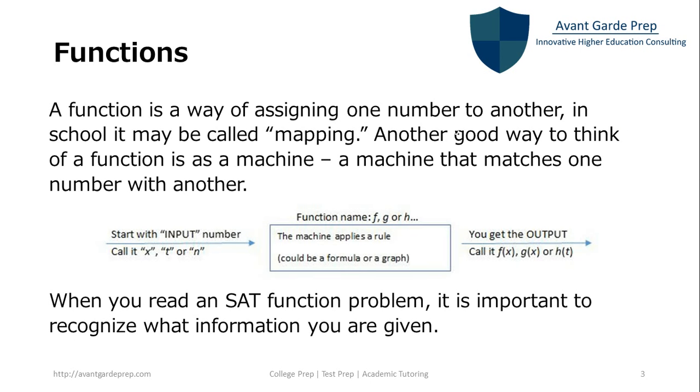A function is just another way of assigning a number to another. You may have heard this called mapping. Another good way to think about this is as a machine. This function applies a rule to some input. So we start with an input number that we call x or any other variable, t or n. We apply this function, and the function just equals this rule, and the output is the result of applying this rule to that value.